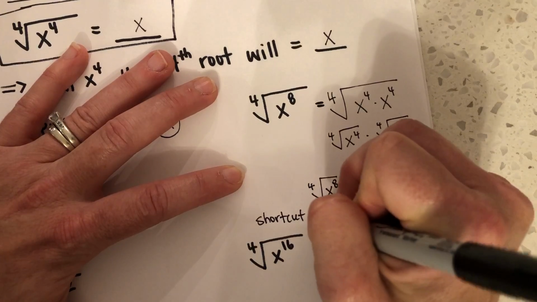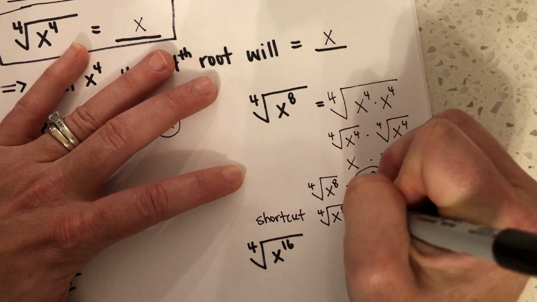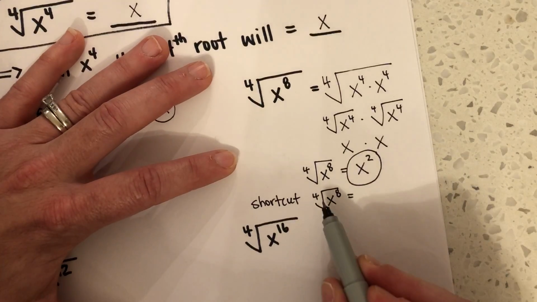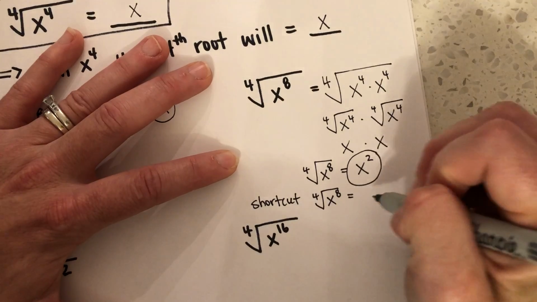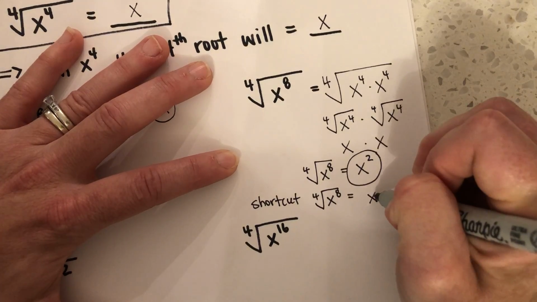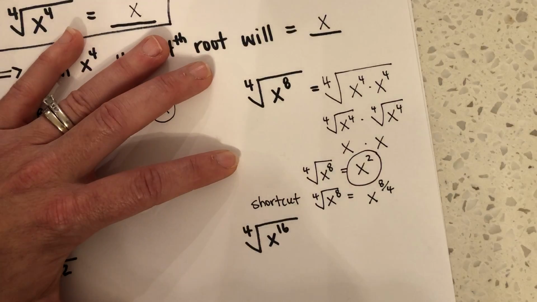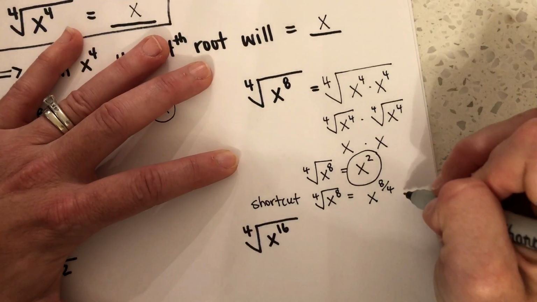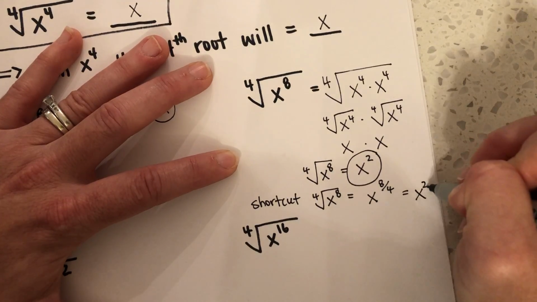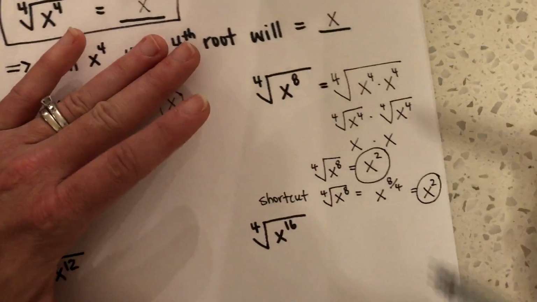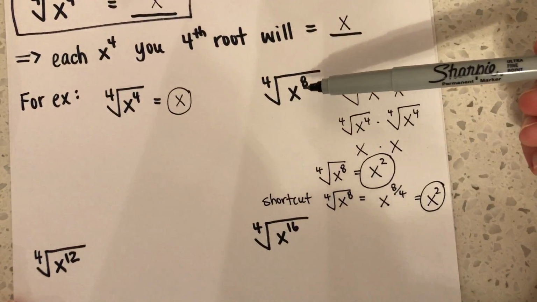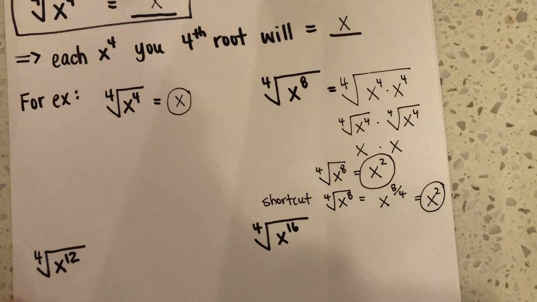says if you want to take the fourth root of x to the eighth, well, then you're going to take the power and divide it by the root. So this will equal x to the power 8 divided by root 4. And what's 8 divided by 4? It's 2. So this equals x squared. So the quickest way to get to your answer is to take your power and divide it by your root.